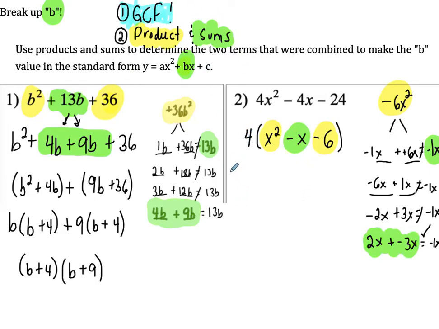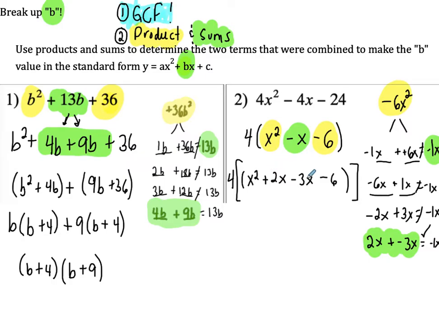So again, the 4 is going to, I don't have a disappearing ray for mathematics, so I can't make it go away, but I can hold on to it outside the parentheses. And now I'm going to split this term up in here. So I'm going to have x squared. Instead of negative x, I'm going to have plus 2x minus 3x minus 6.